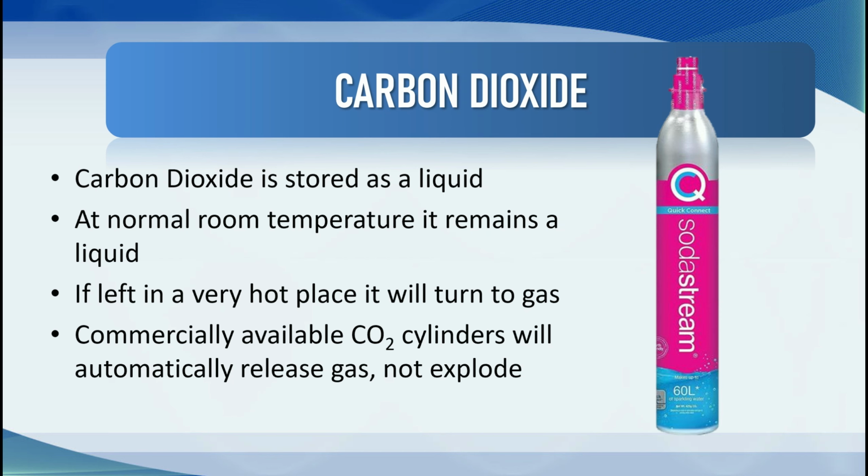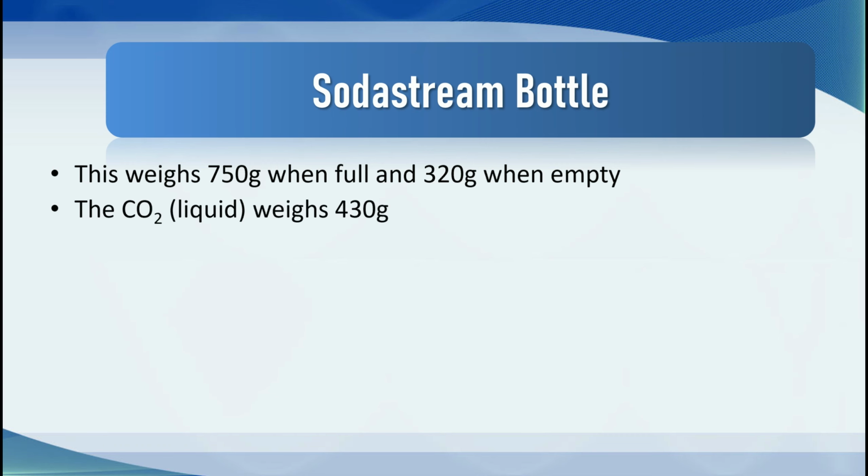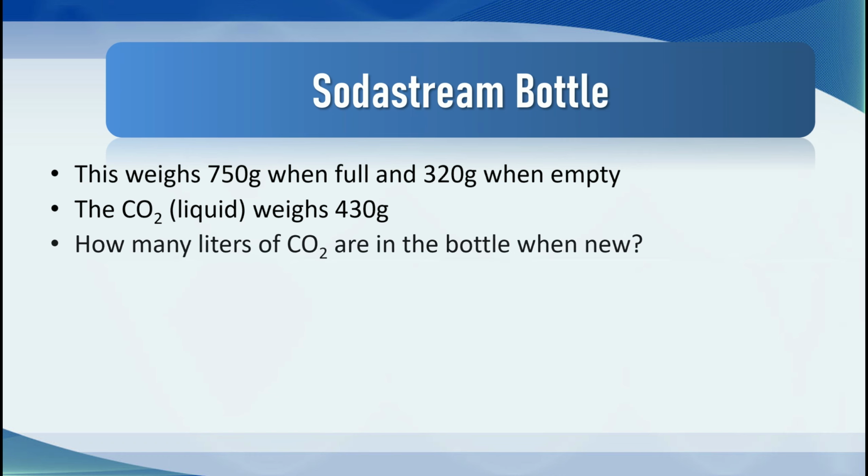But there's a curious thing on this cylinder. It says at the bottom that there are 60 litres in it. What does that actually mean? The SodaStream bottle weighs 750 grams when full and 320 grams when empty. That means the carbon dioxide liquid in the bottle weighs 430 grams. So how many litres of carbon dioxide are in the bottle when new?